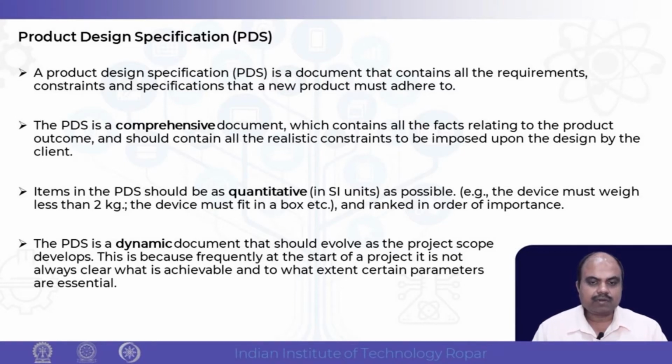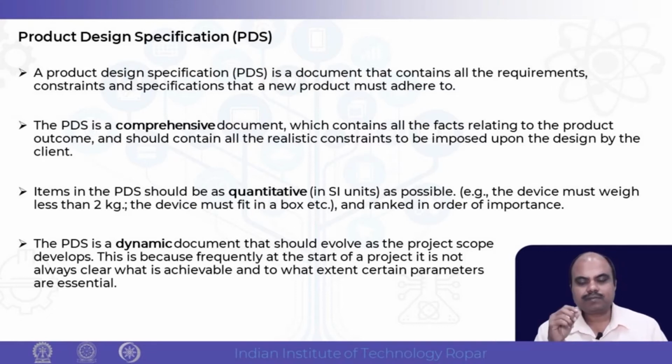It should also be quantitative, meaning some measurement is involved for each of the criteria. We can use SI units. For example, the weight of the product should be less than 2 kg. That is better than saying the product should be lightweight. What do you mean by a lightweight product? A lightweight suitcase, a lightweight mobile, a lightweight laptop.